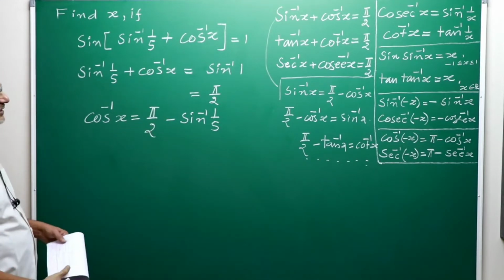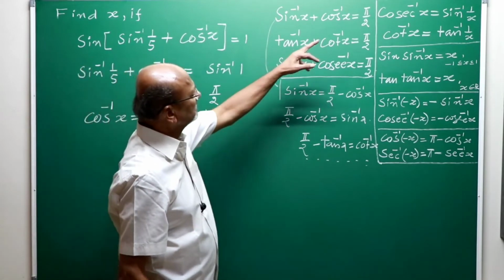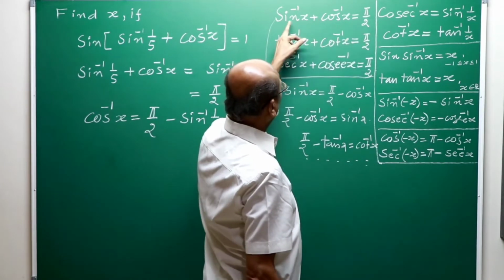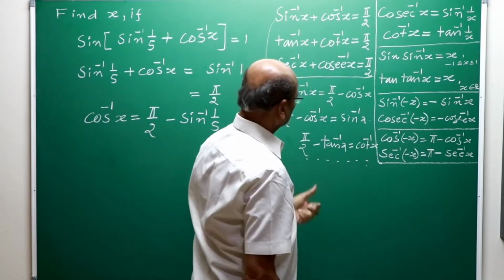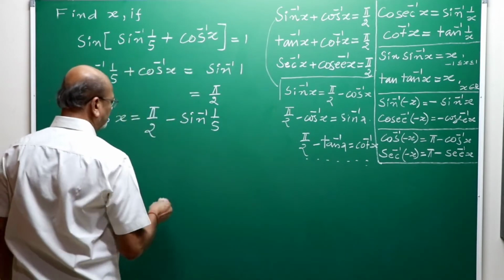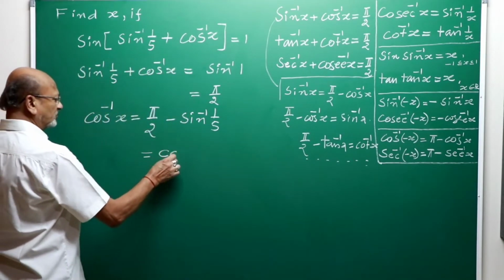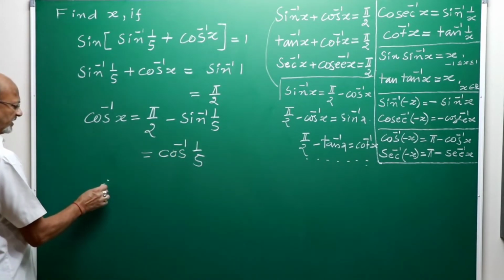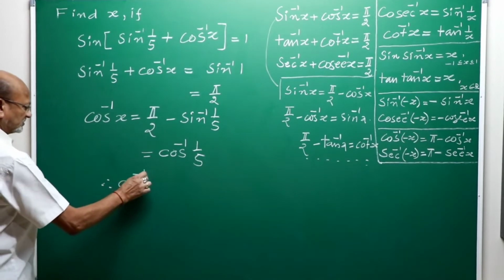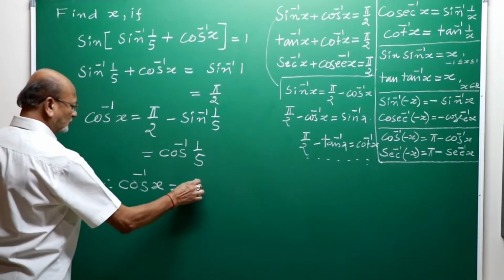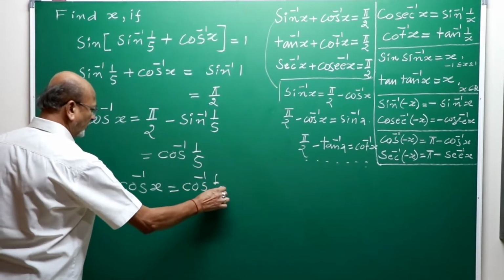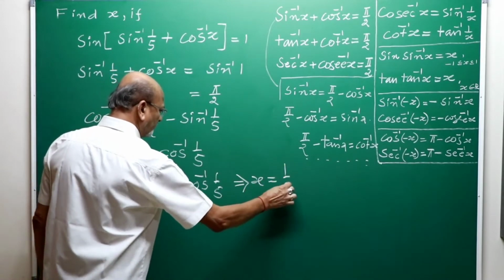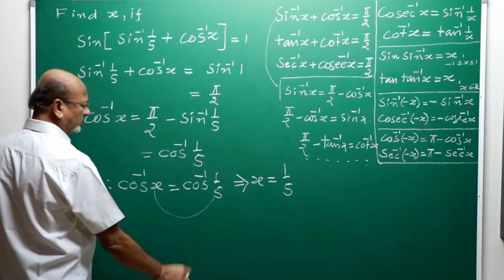I told you, pi by 2 minus cos inverse x is sine inverse x. Pi by 2 minus sine inverse x is cos inverse x. Use it. So pi by 2 minus sine inverse is the remaining cos inverse, cos inverse 1 by 5. Therefore, my friends, cos inverse x equal to cos inverse 1 by 5 gives the value of x. What is x, my friend? 1 by 5.